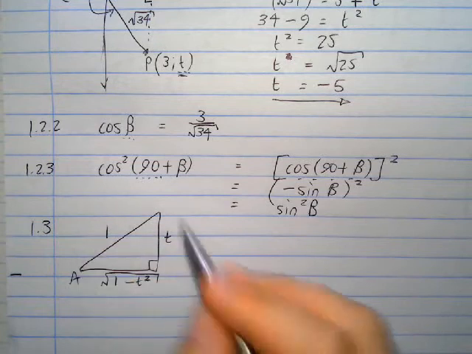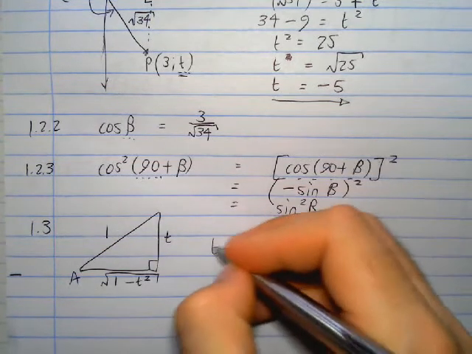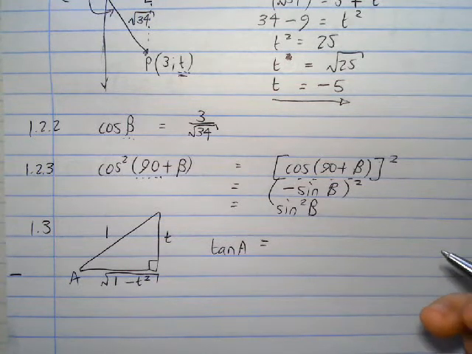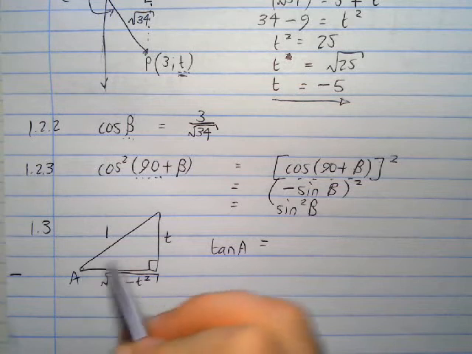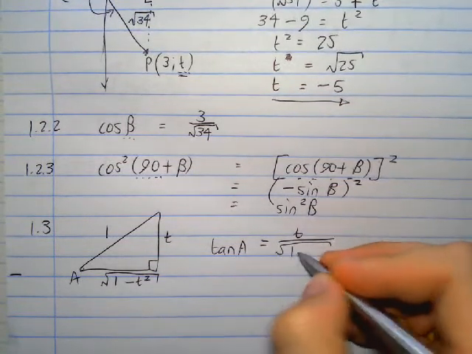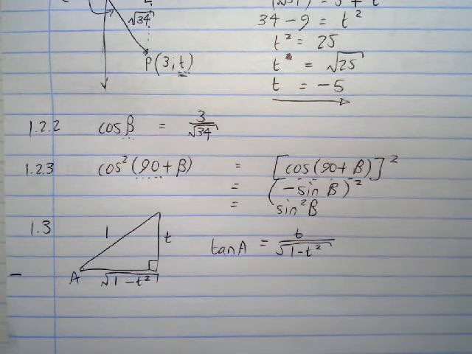Great. So now using this triangle, they want what tan A is equal to. Tan A is y over x, or in a format like this, opposite over adjacent. So from this corner, opposite is t over adjacent is 1 minus t squared. And we've managed to express tan A in terms of t.